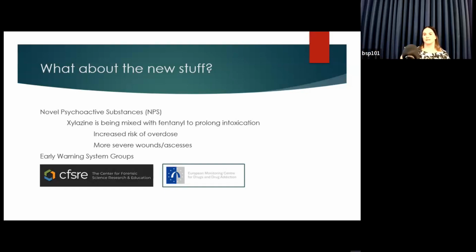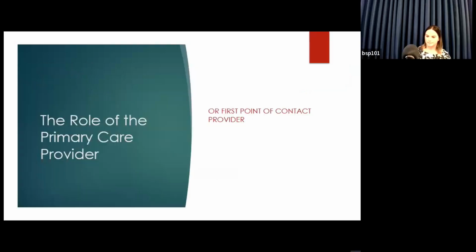Also, people are finding that they are getting really gnarly skin wounds that are not healing very well when they have xylazine mixed with their fentanyl.